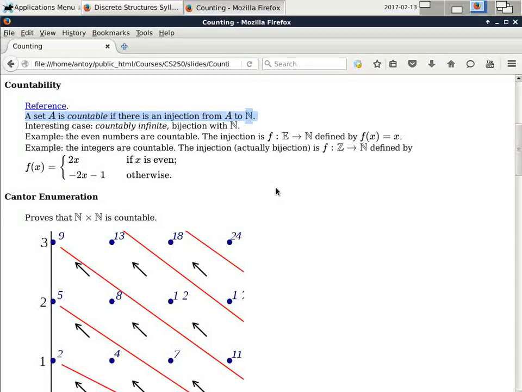Because for every two integers, there is a natural number, right? Loosely speaking. Natural number, there is 7; integer, there is 7 and negative 7. So it's not obvious that there is an injection. We have to put it together. And there is the definition. F of x is equal to what? To 2x if x is even, minus 2x minus 1 otherwise, meaning if x is odd.